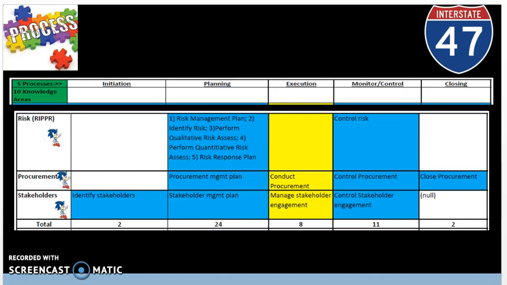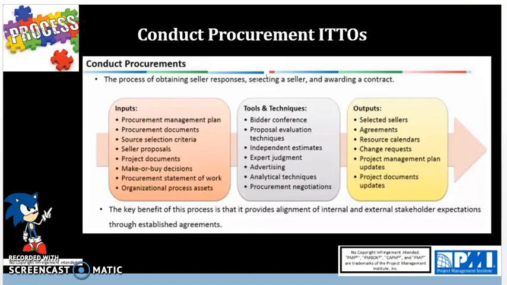Now the ITTOs for Conduct Procurements are shown here. For inputs, we have Procurement Management Plan, Procurement Documents, Source Selection Criteria, basically looking at all the various reasons as to why you're looking for a seller, what will meet your needs in terms of getting a third-party vendor to do some part of the project. So it's criteria to help you narrow down your choices.